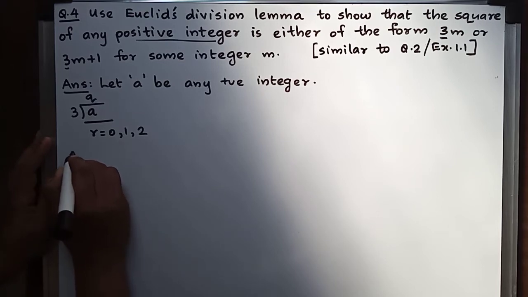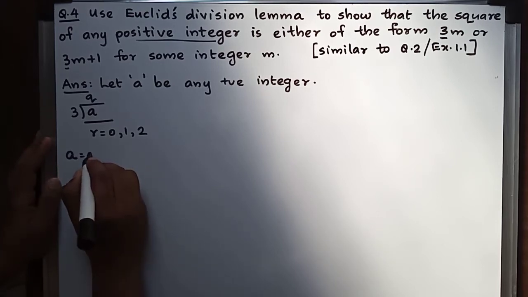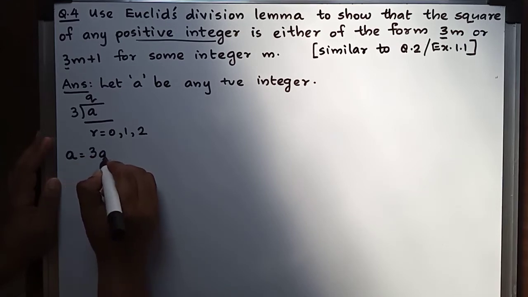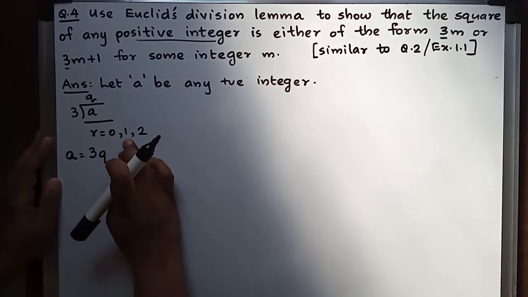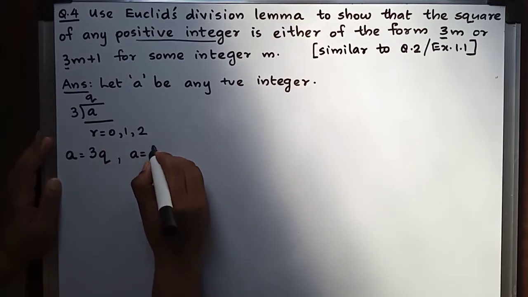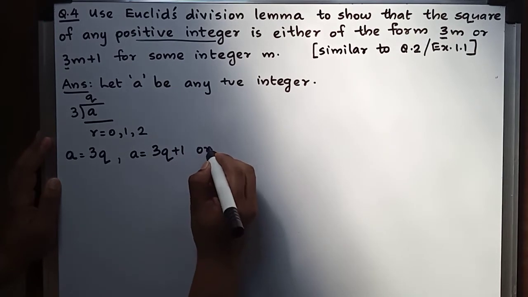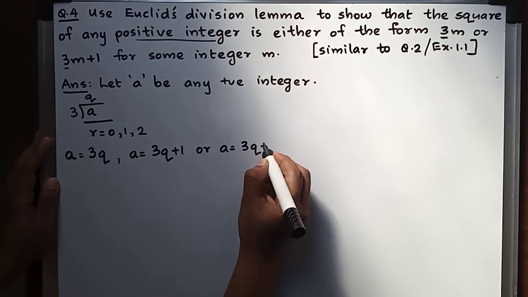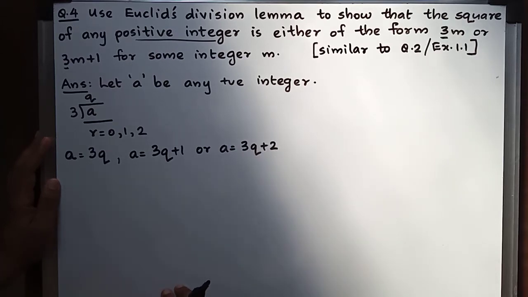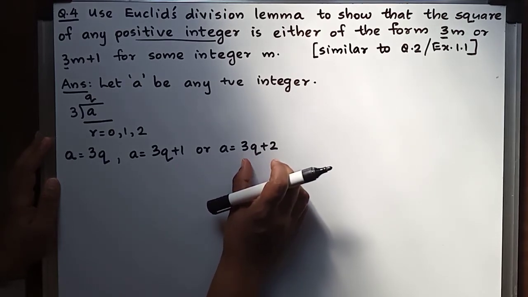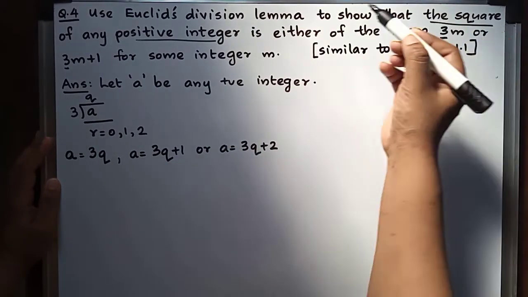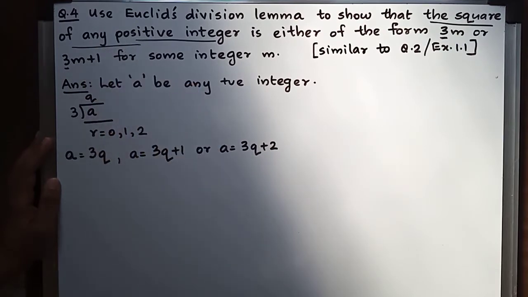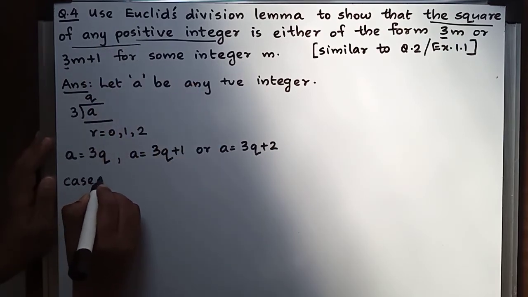So we can represent a like this. a is equal to 3q, where q is this quotient, 3q plus 0, that is 3q itself, or a is equal to 3q plus 1, or a is equal to 3q plus 2. These three are the possibilities. Now what will we do? We will take each and every one, only one at a time, because we have to prove the square of this. So we will take case 1.